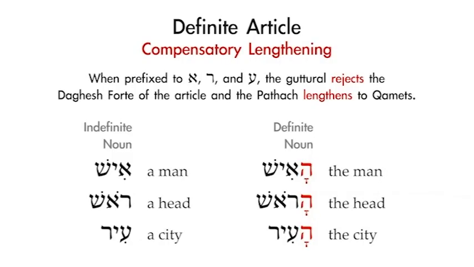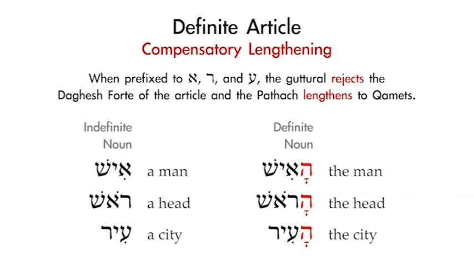Well, sometimes it's rejected and the previous vowel lengthens. Sometimes it will get rejected and the previous vowel won't lengthen. And sometimes it will just become irregular in its category and change its vowel class entirely from a pathach to a segol. So let's look at the three ways in which the guttural affects the spelling of the definite article because of that Dagesh Forte and its inability to go inside the guttural. We'll begin by learning the phenomenon known as compensatory lengthening.